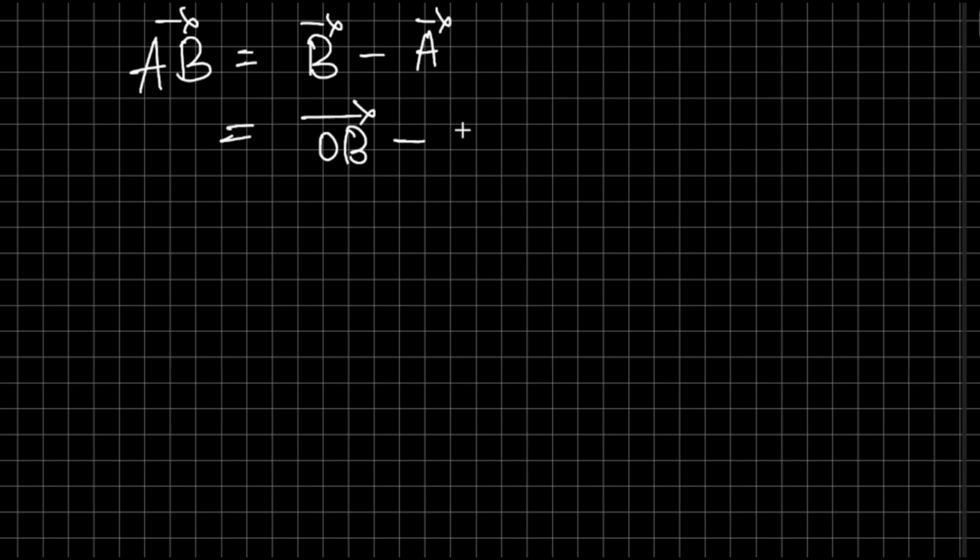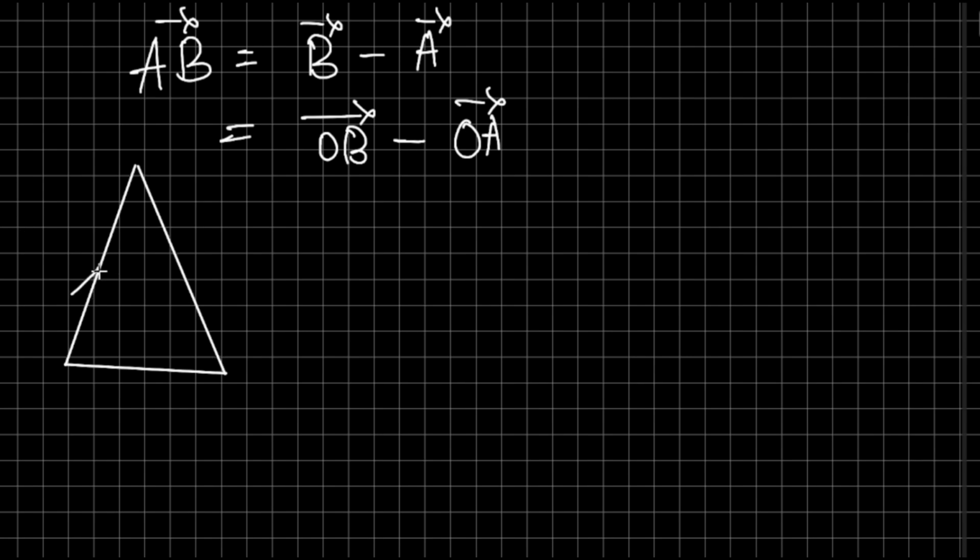Let's see the analysis. Remember that vector AB is normally vector B minus vector A, right? So if we put the position, that would be OB minus OA. Okay, so if we interchange it, what are we going to add? This is basically displacement. This is when you are computing displacement. Now let's see the addition.